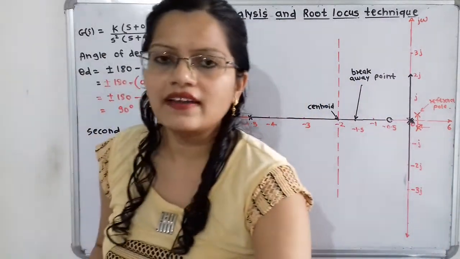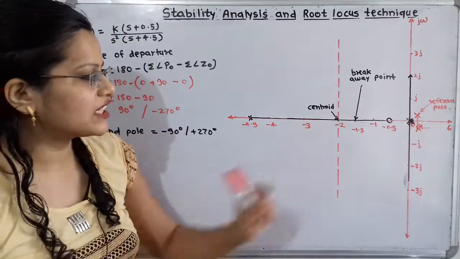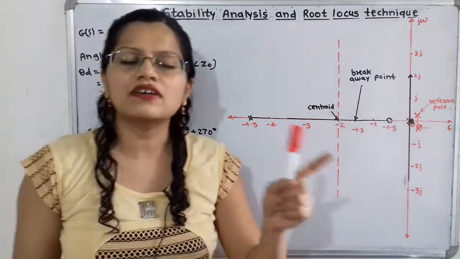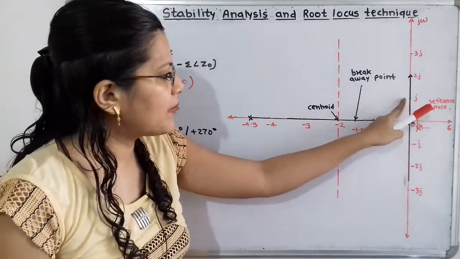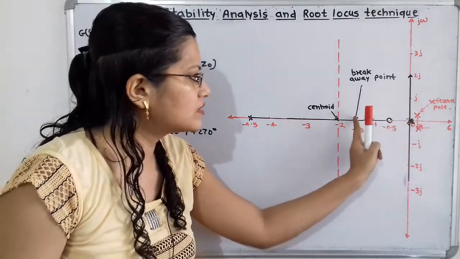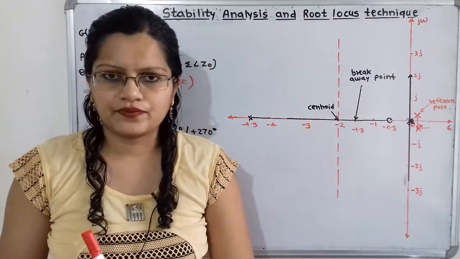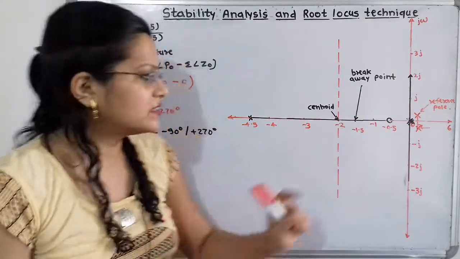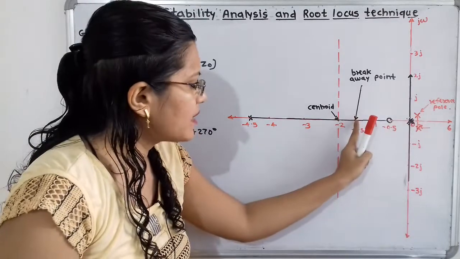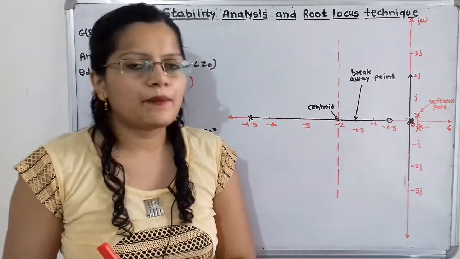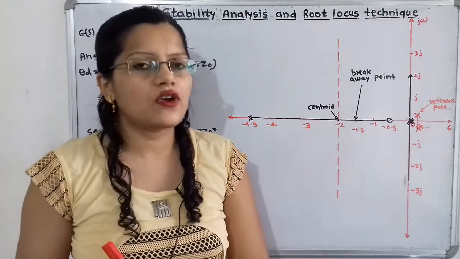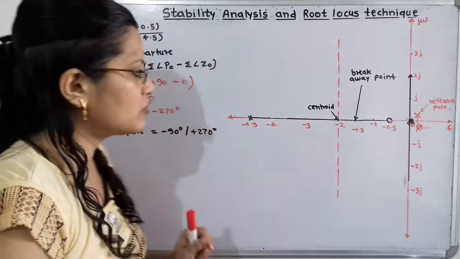So we can say that when the branches originate from these two poles, that is the repeated pole, then they will move along this angle of departure and then move towards the breakaway point. So these two branches will move towards the breakaway point and then they will depart from this breakaway point towards the infinity along the asymptote. So I will draw here.